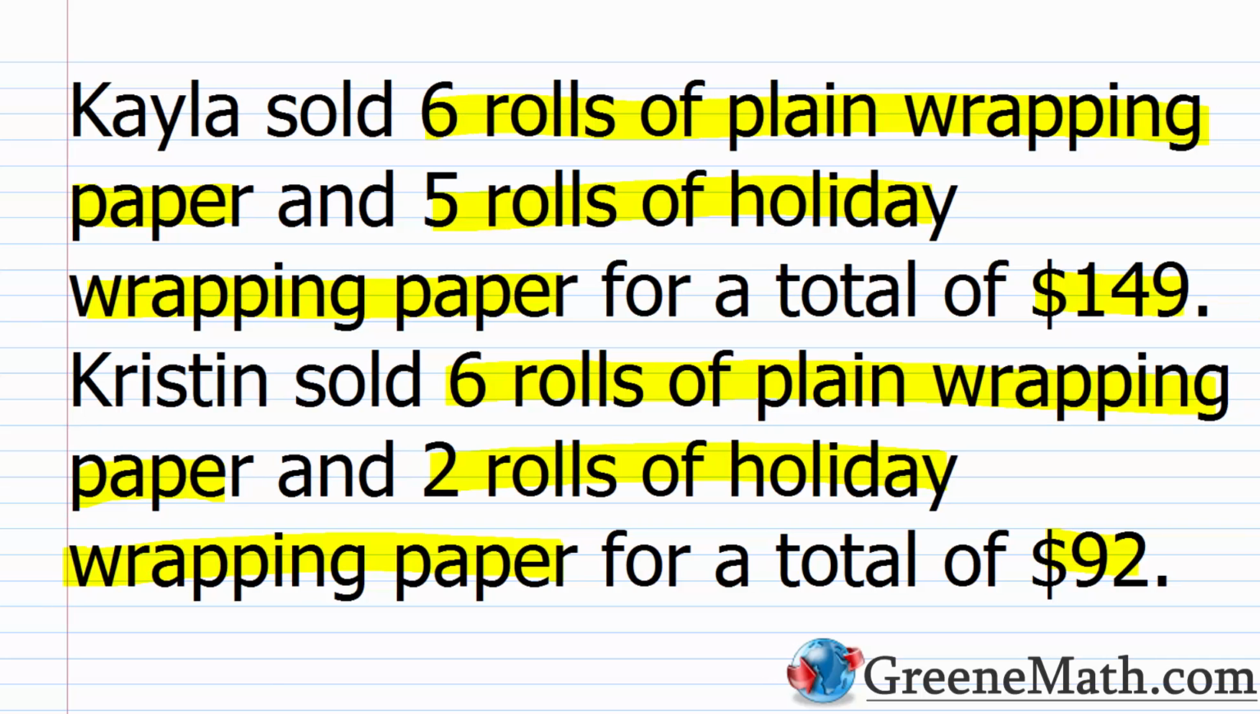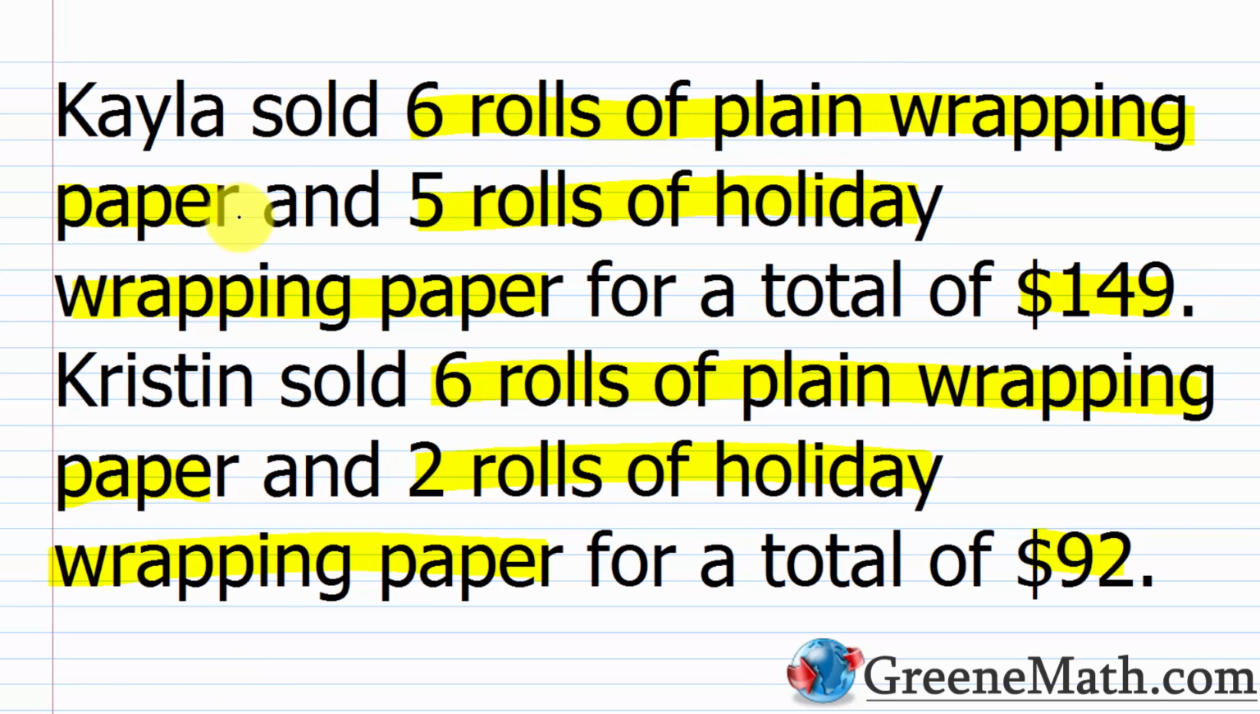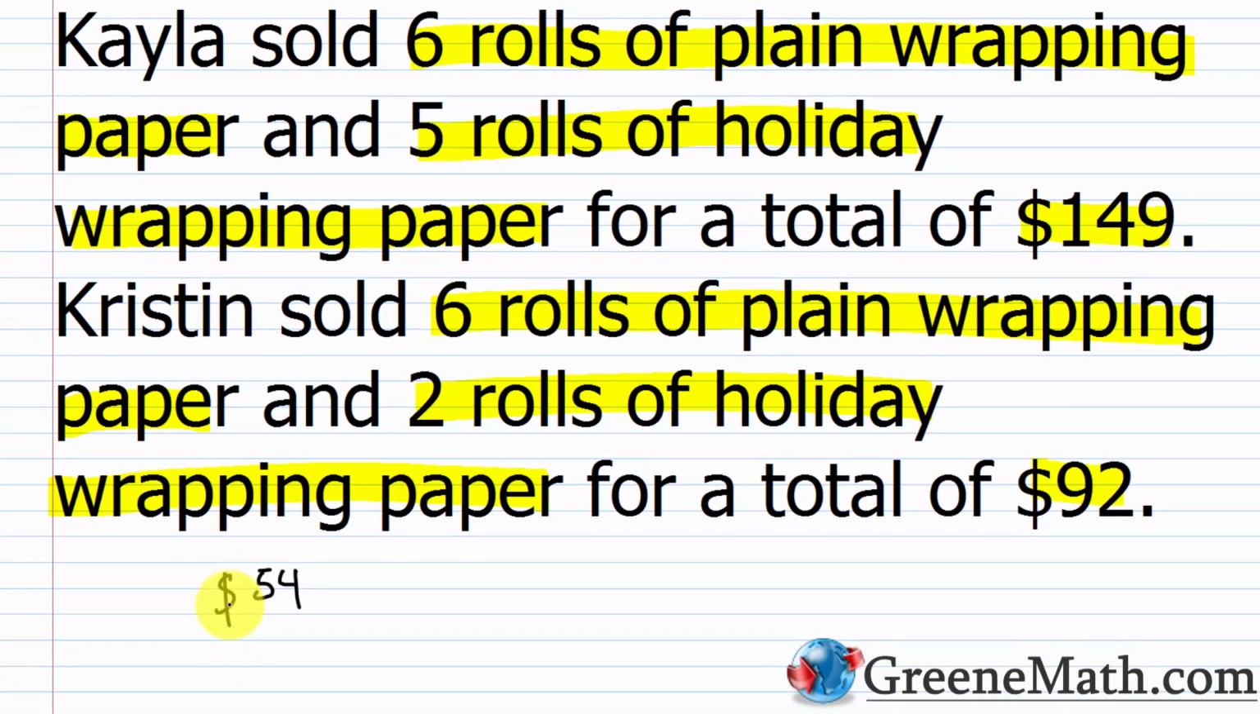So you're checking this just like you checked your equation. It's basically the same thing. So 6 rolls of plain wrapping paper, again, each roll is $9, so that would be $54. And 5 rolls of holiday wrapping paper, again, each roll is $19. 5 times 19 is 95. So you sum these two amounts together, you would get a total of $149. So that part's good to go.